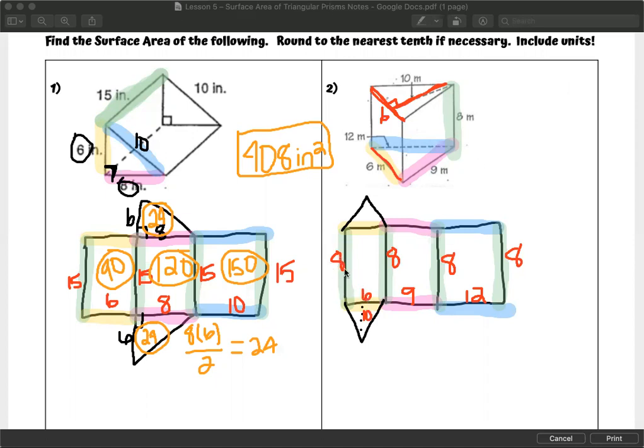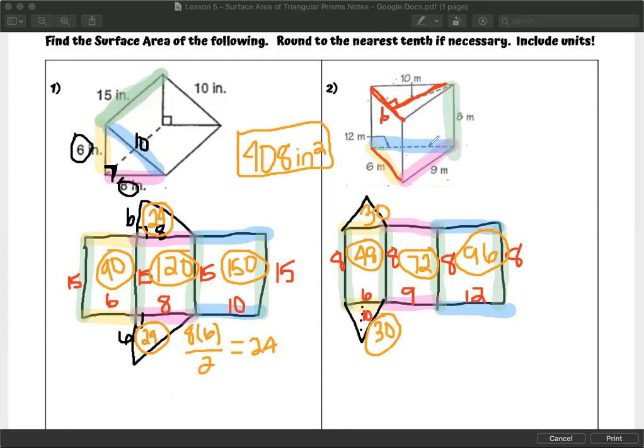Rectangle number 1, base of 6, height of 8. 8 times 6 is 48. 9 times 8 is 72. 8 times 12 is 96. So we have our 3 rectangles. Our triangle, we're doing base of 6 times height of 10, which is 60, divided by 2 gives us 30 for each of these triangles. Don't forget to divide by 2 for the triangles.